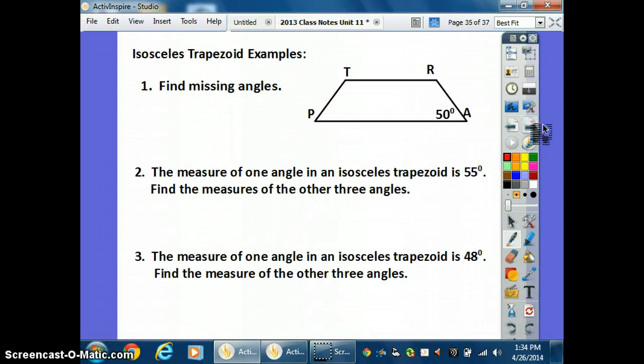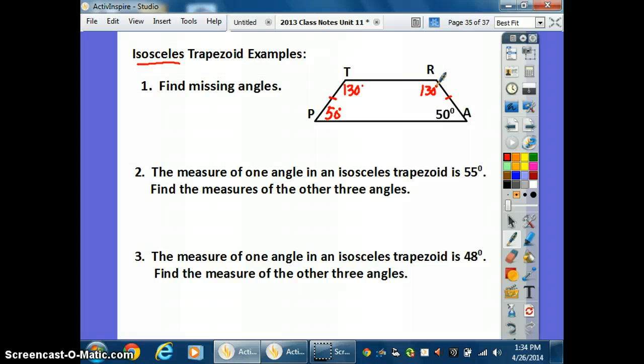Last page of our notebook. Find the missing angles. If angle A is 50, so is angle P. And angle T, this base angle up here, and R will be congruent because this is an isosceles trapezoid. It told us that. Okay, then that's got to be 130, and that has to be 130.